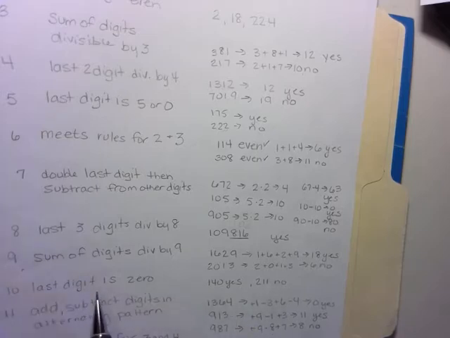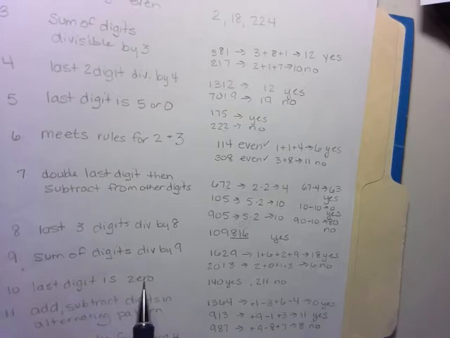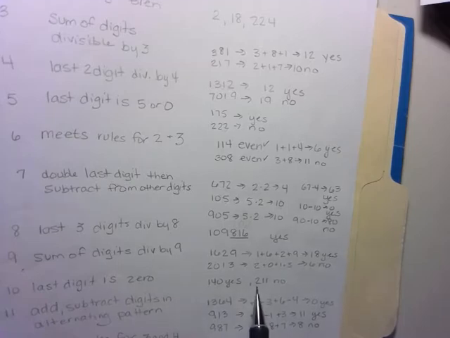So for 10, the last digit has to be 0. So 140, the last digit is 0. Yes, that's divisible by 10. In the number 211, the last digit is a 1. So it is not evenly divisible by 10.